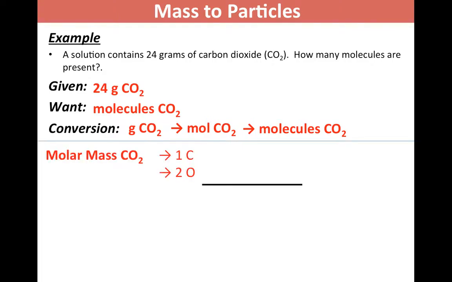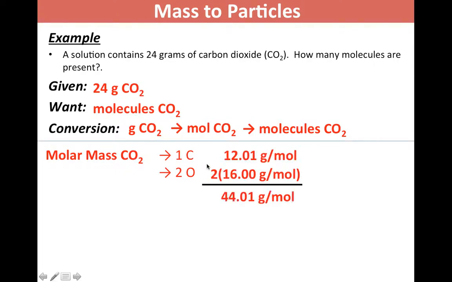Take a look. First we have to find the molar mass of carbon dioxide. We know the mass, we want to know the molar mass. So figure that out. You're going to use your periodic table. This is carbon's atomic mass unit, which is equal to the grams per mole, and 2 times 16 grams per mole of oxygen, and that gives you 44.01 grams per mole.